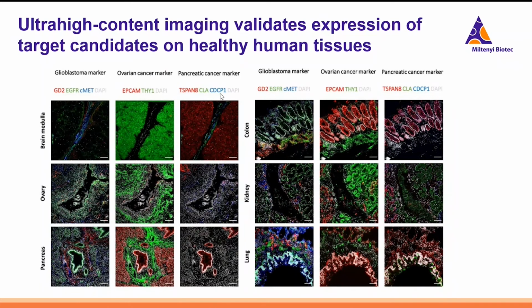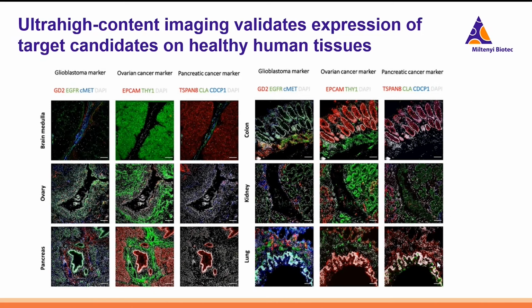So for pancreatic cancer, they found TSPAN8 and CDCP1 in combination as potential targets. They also observed a significant correlation for cellular co-expression of EPCAM and THY1, and thus identified them as CAR-T target candidates for ovarian cancer. So EPCAM and THY1 were identified together as a potential candidate for ovarian cancer.